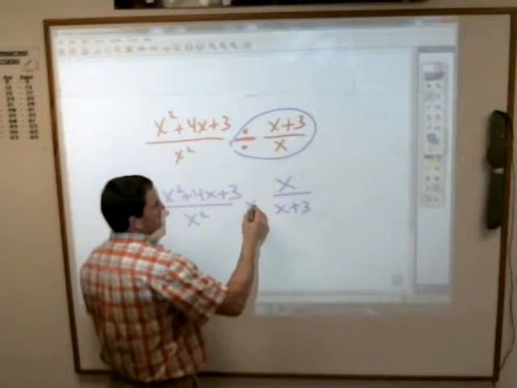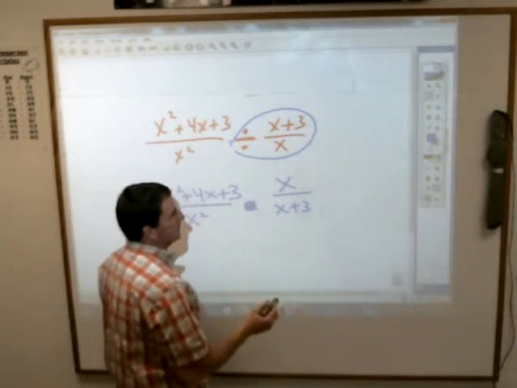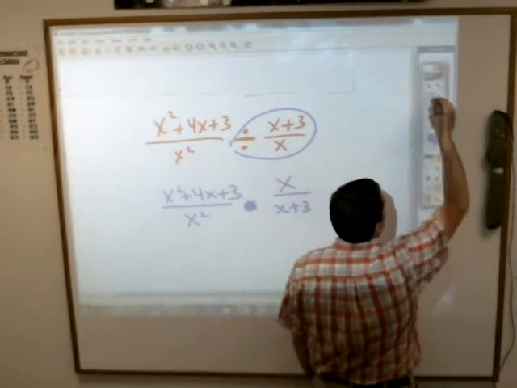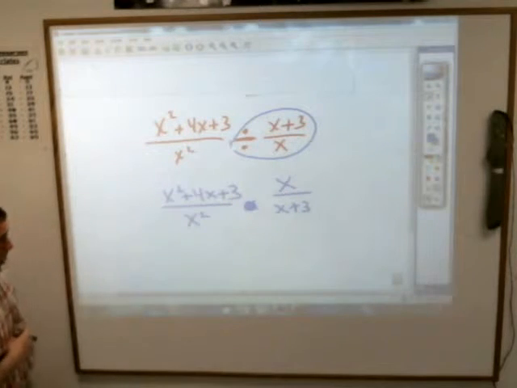And I probably should use a big old dot there instead of a times sign, because then it starts looking like an x and everything goes crazy. And nobody mentioned that I wasn't using the brush. I think nobody probably noticed.